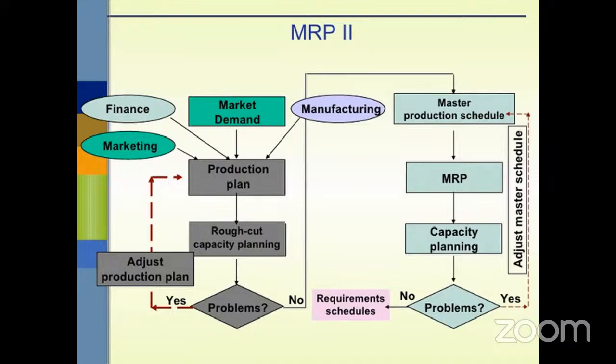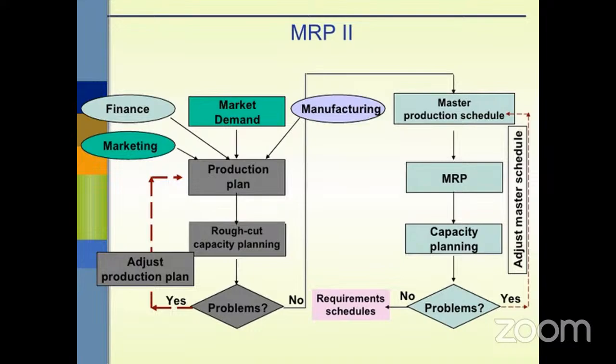Then what is the problem behind it? If you take the case of adjusting the production plan and find there is no problem, it's okay. Then we move straight to the master production schedule, decide the MRP, and take the capacity planning. Otherwise, if there is a problem, then the requirement schedule has to be changed. After that, the master production schedule is redefined, and considering the MRP, we find the solutions.